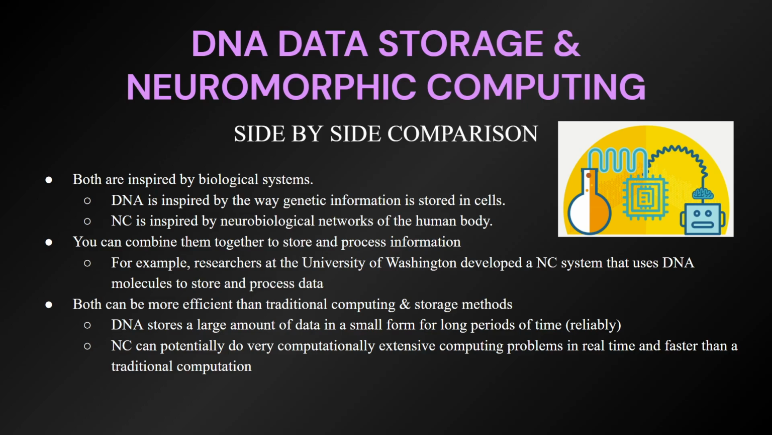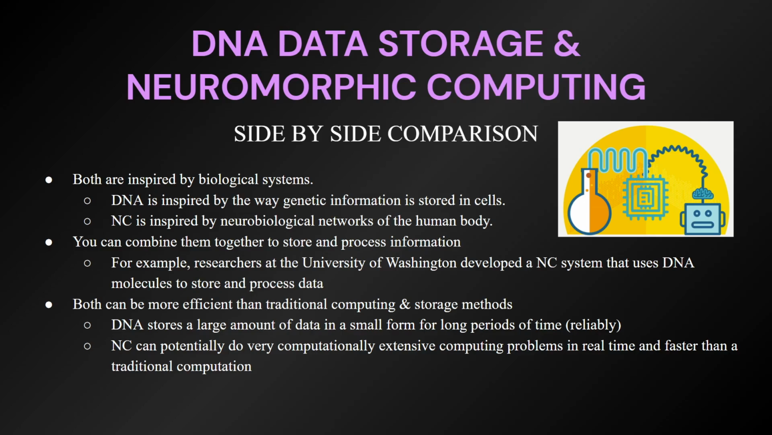So here's a brief explanation of how these can collide with each other, because they're both very similar, as in they use concepts of the human body. Both are biological systems. DNA storage is inspired by the way genetic information is stored in cells, and neuromorphic computing is inspired by the neurobiological networks of the human body itself. You can also combine them together to store and process information. For example, researchers at the University of Washington developed a neuromorphic computing system that uses DNA molecules to store and process data.